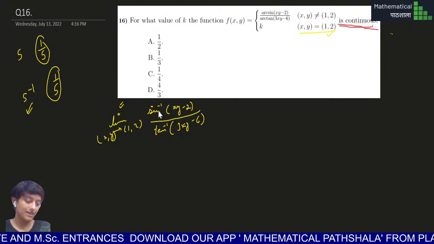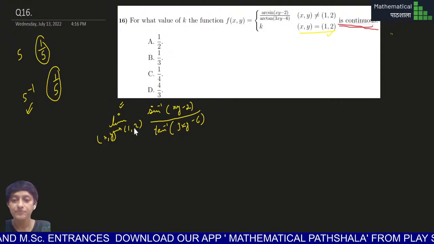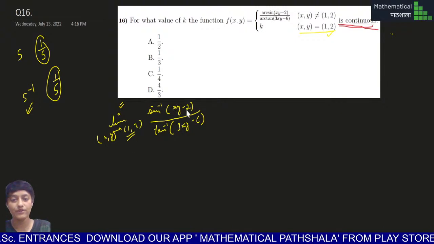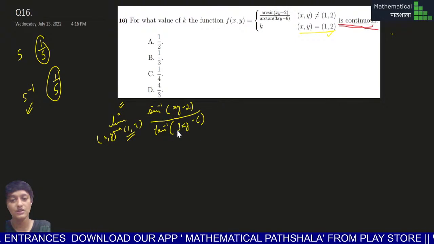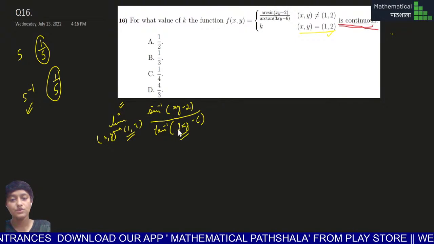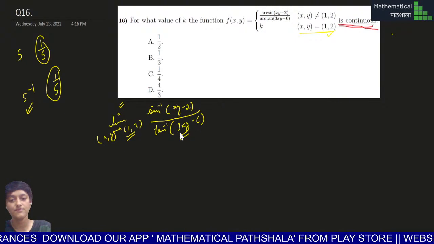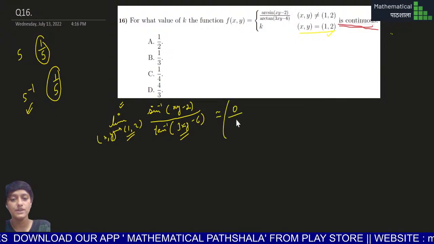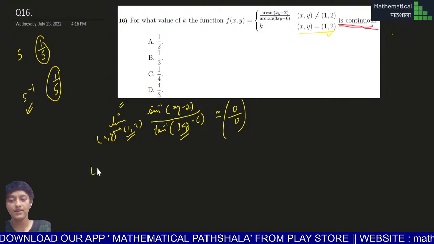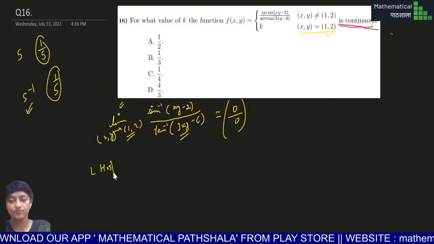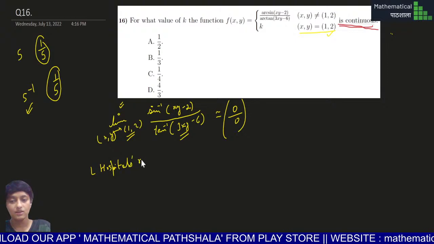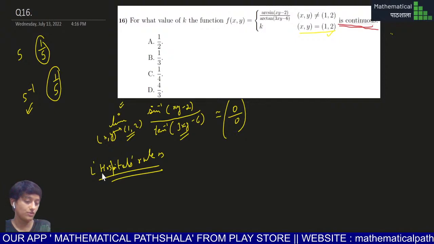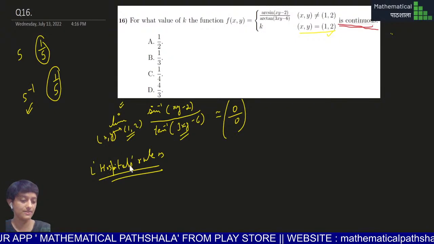Yes, L'Hopital, right approach, Nikita. So if we just put here (1, 2), what will happen? It will become 2 minus 2, 0, sine inverse 0, 0. And here we put (1, 2): 3 into 1 into 2 minus 6, that is 6 minus 6, 0. So you will see this is of the form 0 by 0. So we will apply L'Hopital rule. Okay, Nikita, you are correct. Which option have you got? Other students also, which option have you got? Have you tried this?